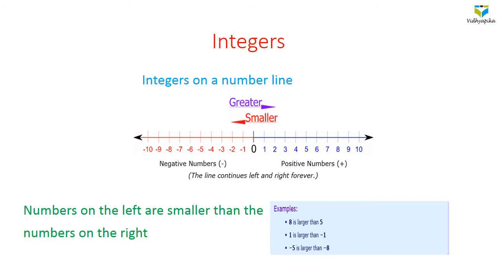For example, 8 is larger than 5. 1 is larger than -1. -5 is larger than -8. Have a good look at the number line now.